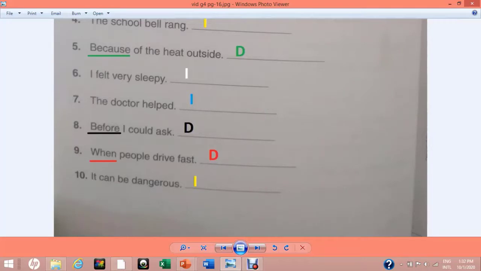So you will underline before and also write capital D. Number 9, when people drive fast. It is a dependent clause. So you will write capital D and also underline when. And the last one, it can be dangerous. It is an independent clause.